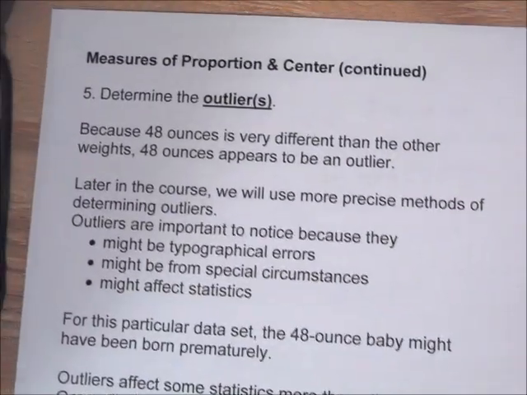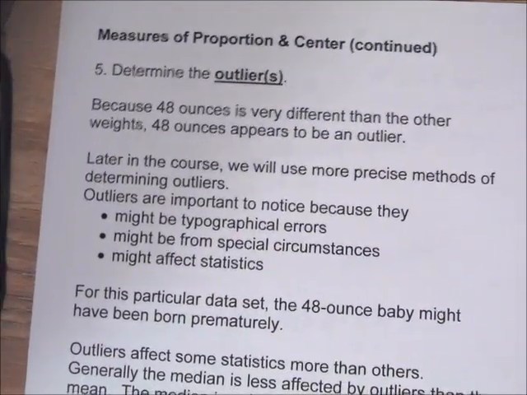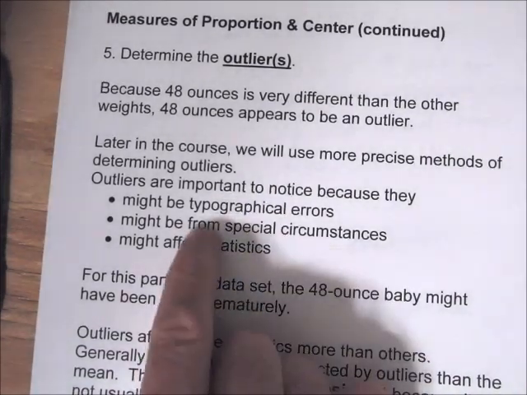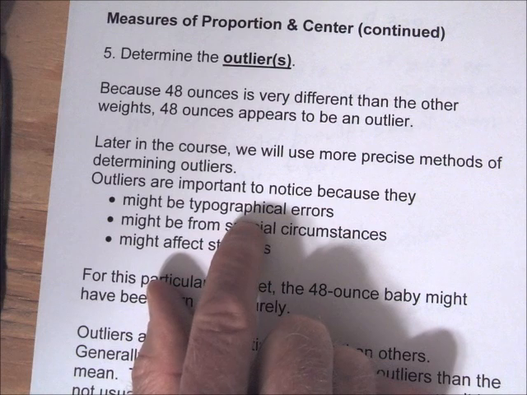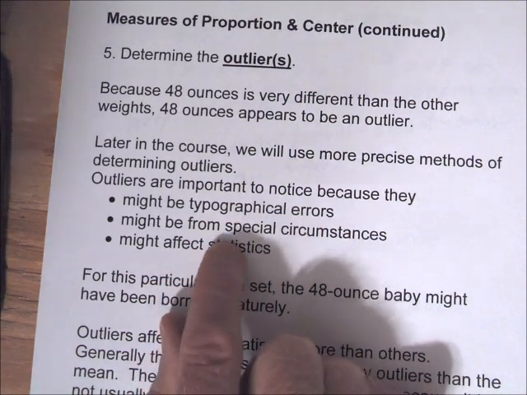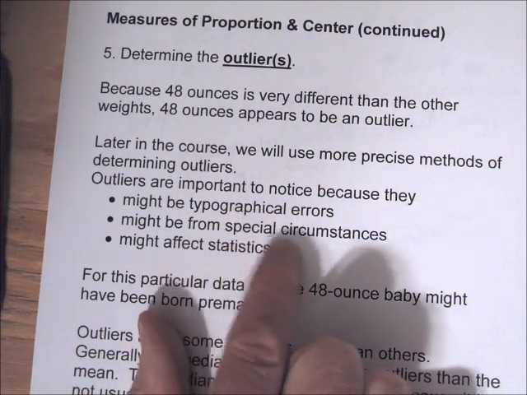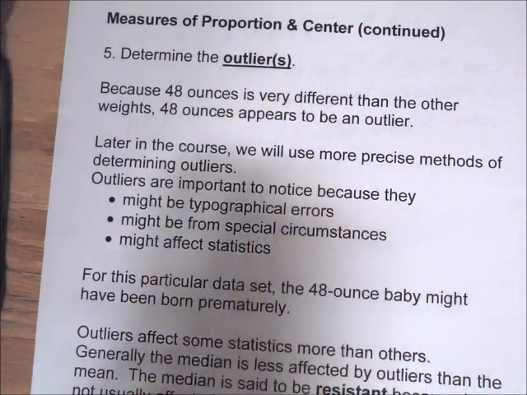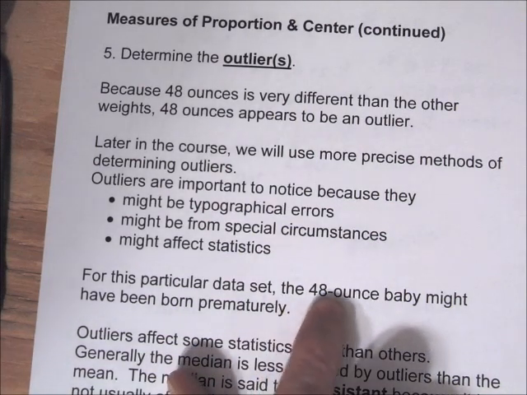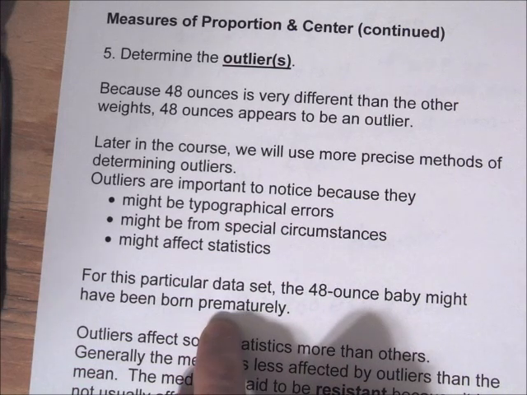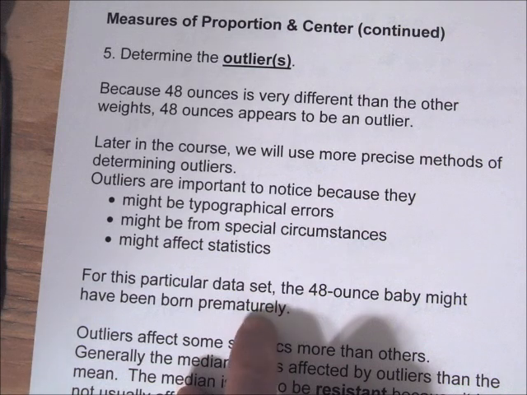And outliers are important to notice. For one thing, there might be typographical errors. If it's a typographical error, probably you want to fix the error. It might be due to special circumstances, so it might be important to be aware of what the special circumstances might be. For this particular data set, it could be that the 48-ounce baby was born prematurely, so that's an important thing to know.